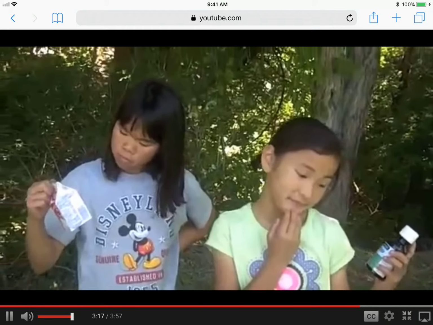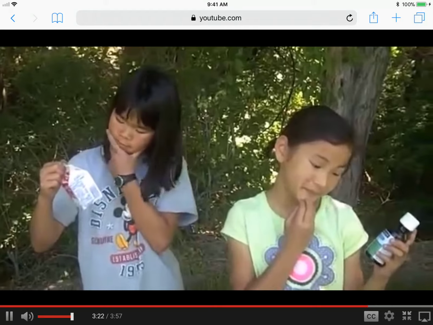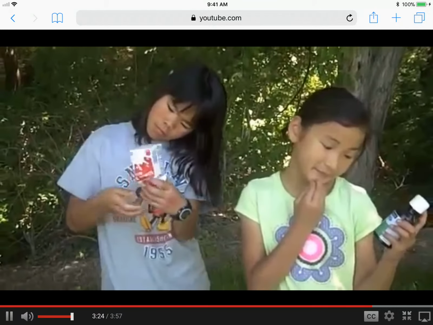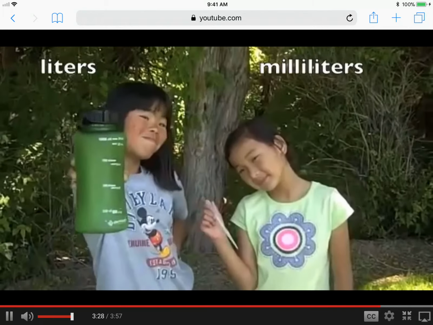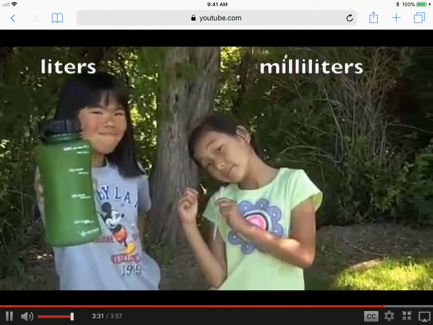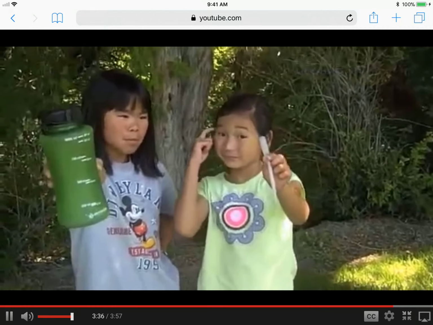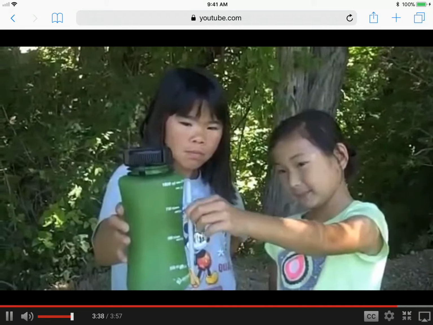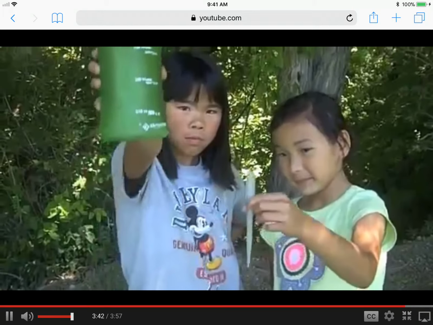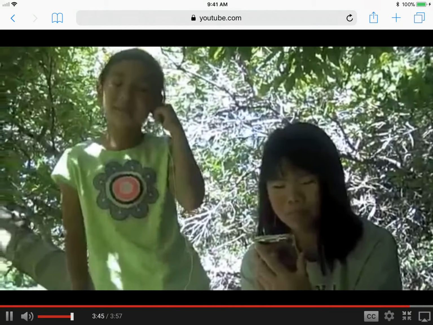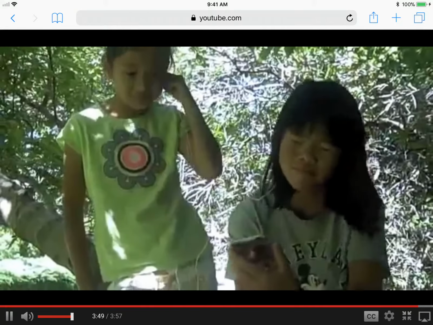Now you can use what you know to estimate the capacity of things around you. Look for containers that hold liquid and guess which unit was used to measure what it holds. Remember that liters are a bigger measurement when compared to milliliters. If you forget, imagine this 1 liter water bottle holds 1,000 milliliters. Stay tuned for the final episode of Metric Measurement, where we will be exploring units of weight. Until then, happy metric measuring!